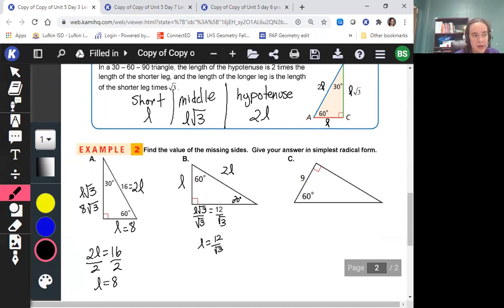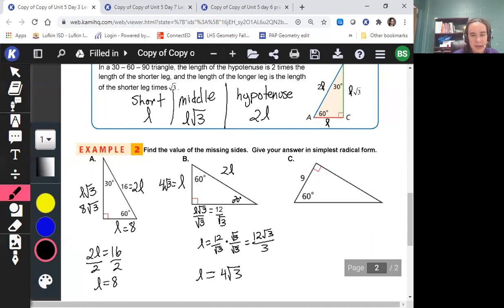We're going to do like we did 2 days ago and multiply by that square root of 3 over square root of 3. And that gets us 12 square root of 3 over 3. Because remember that the square root of 3 times the square root of 3 is the square root of 9, and the square root of 9 is 3. And then 12 divided by 3 is 4. So that means that L equals 4 times the square root of 3. So that's our short side, 4 square root of 3.